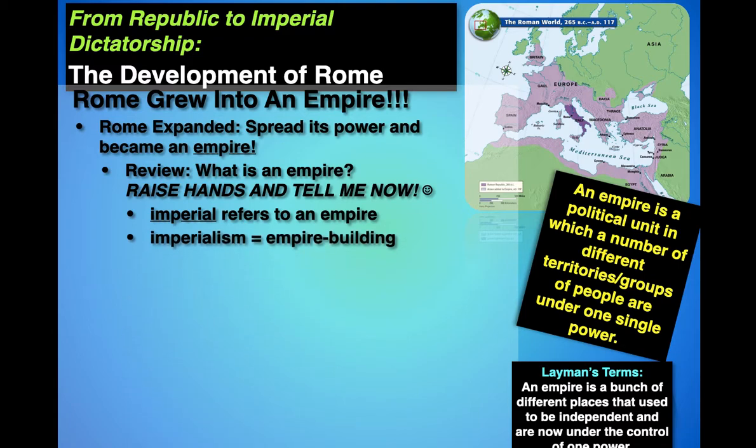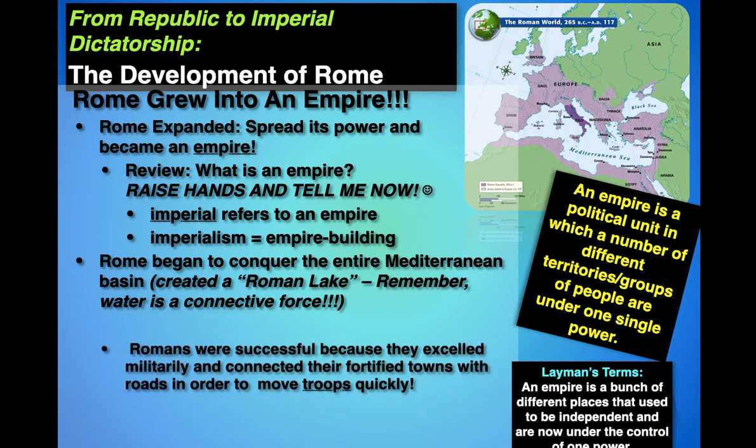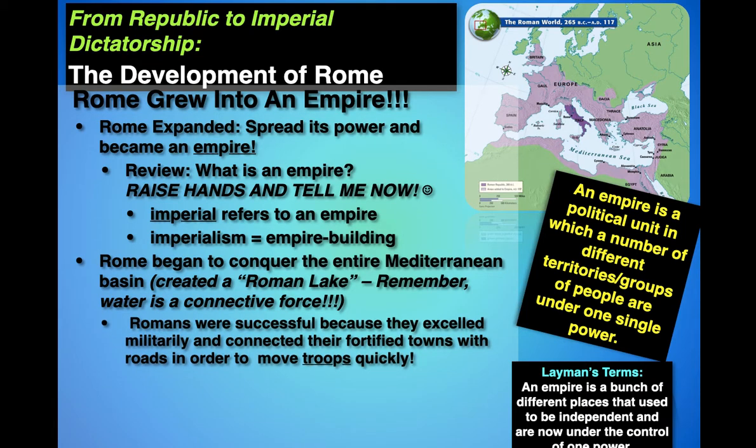Imperialism equals empire building. Rome began to conquer the entire Mediterranean basin, and created a Roman lake. Remember, water is a connective force. Romans were successful because they excelled militarily and connected their fortified towns with roads in order to move troops quickly. So the Romans were really good at road building.